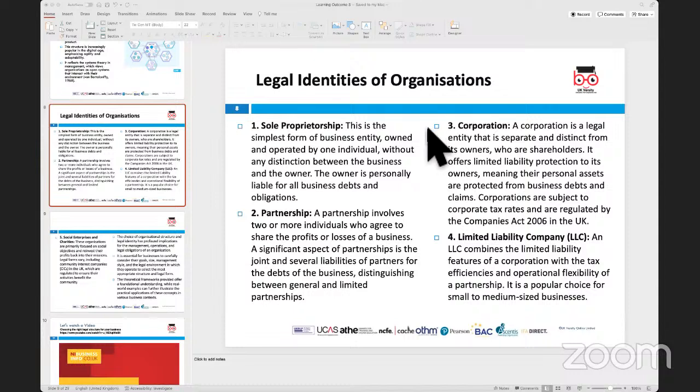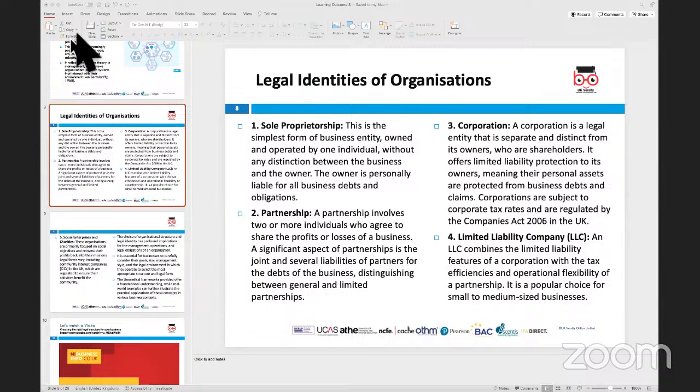Now, this particular identity is operated by one individual, and the difference between the business entity and the owner's money is very blurred. Whatever the owner makes and puts into the business, and whatever profit the business makes, the owner can potentially withdraw from the business. So the debts which the business has can also be the debts of the owner.